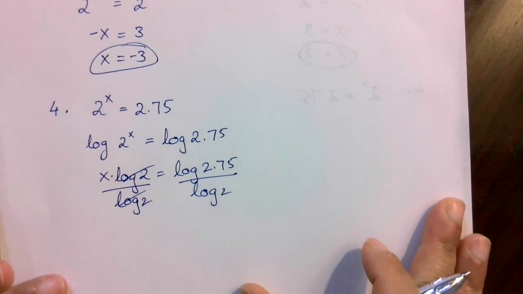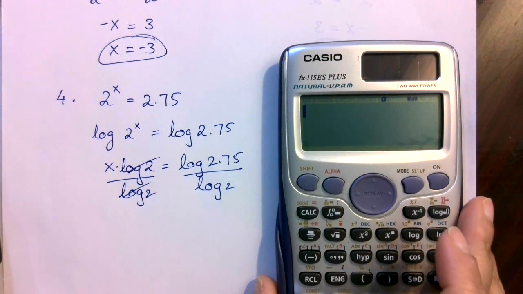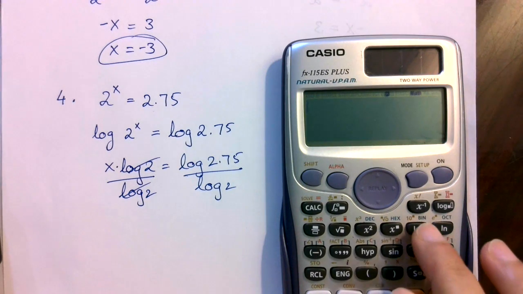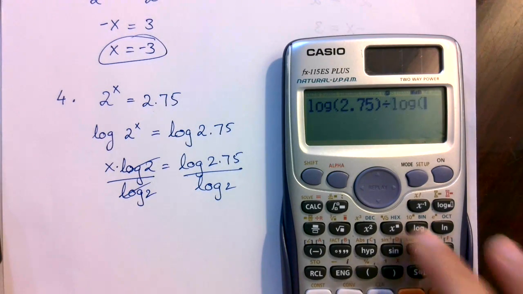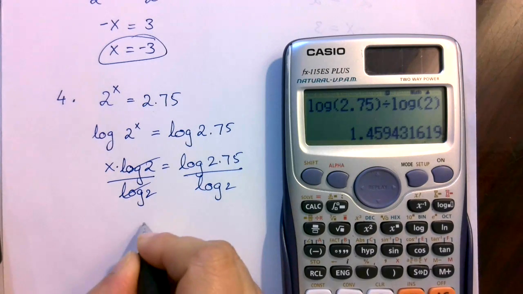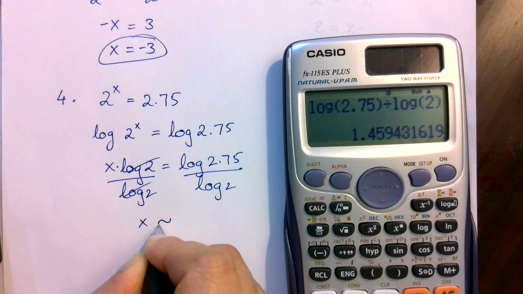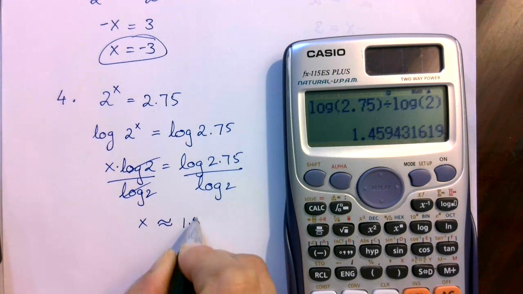Now this is where we need our calculator. Let's grab one. Okay, so log of 2.75 divided by log 2. That's 1.459. So let's write an approximate value and say x is approximately 1.5.